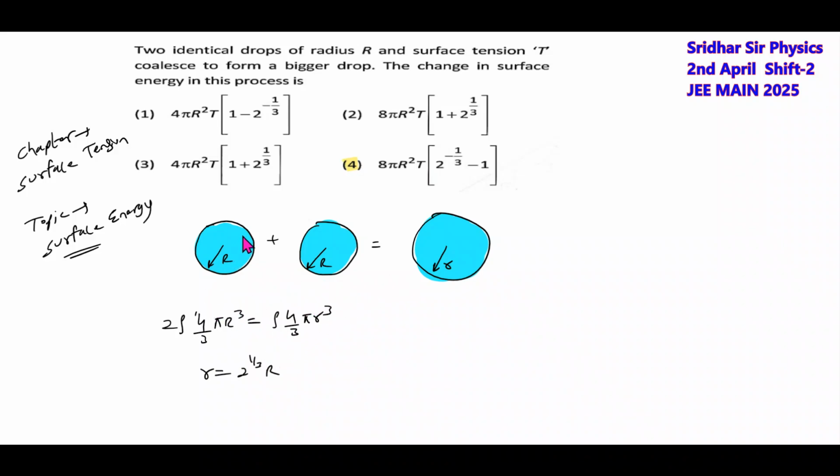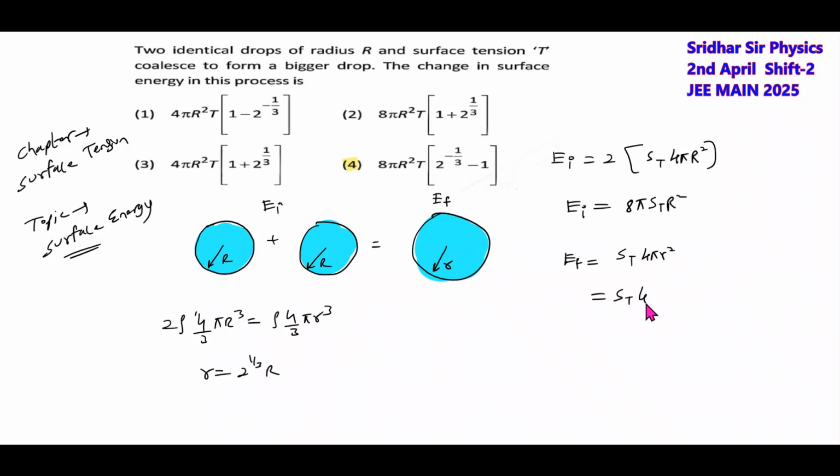Then the initial energy and this is the final surface energy. What is the initial energy? The initial energy is, a drop will have only one surface, and there are two drops. 2 times surface tension into 4 pi r square. So this will become 8 pi ST r square. Final energy will be surface tension into 4 pi R square.